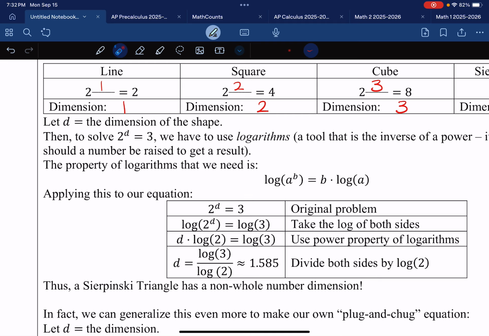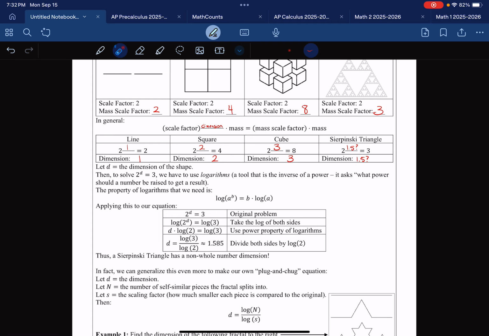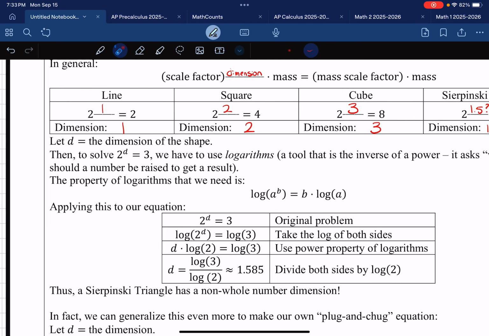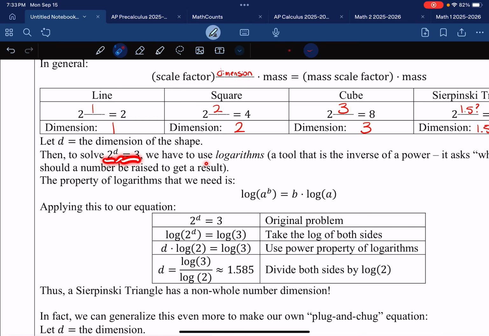So if we say that D is the dimension, and we want to know the dimension of that shape, we don't know it. We have a question mark, right? So to find that dimension, we're going to be solving this equation: 2 to the power of d is equal to 3, which looks like what we have up here. We're going to call this the dimension. So 2 to the power of d is equal to 3. That's the same thing, I just rewrote it down here. The only way that we can solve this equation is by using logarithms.